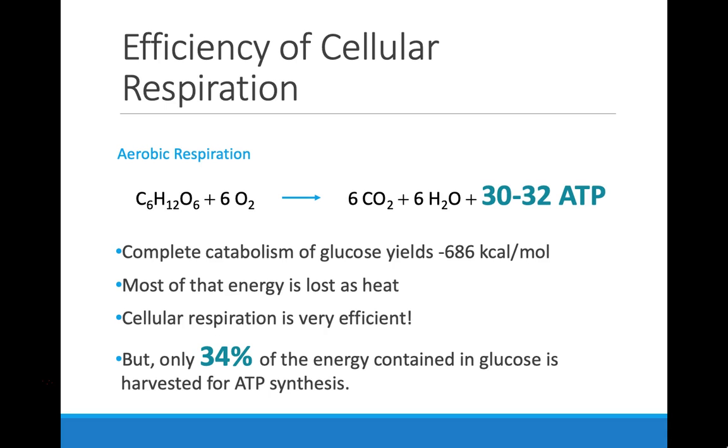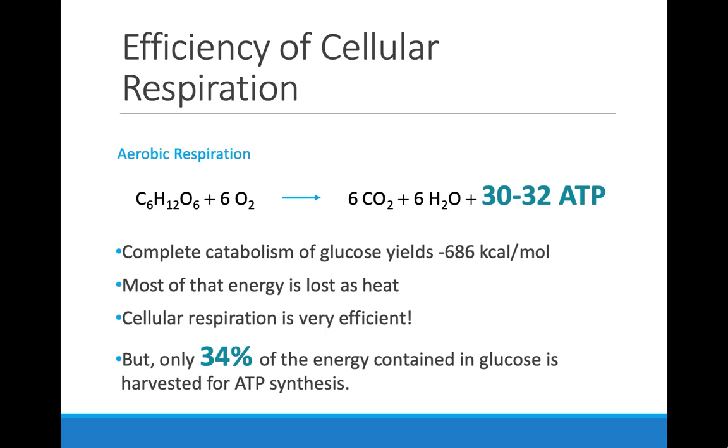We talk about cellular respiration as this process that produces tons of energy, and it actually does. But it's actually pretty inefficient. So I said that the complete breakdown of glucose yields 686 kilocalories of energy. That's a lot of energy, but most of that is actually lost as heat. So really, we're only getting about 34% of the energy contained in a glucose molecule converted into usable energy in ATP.